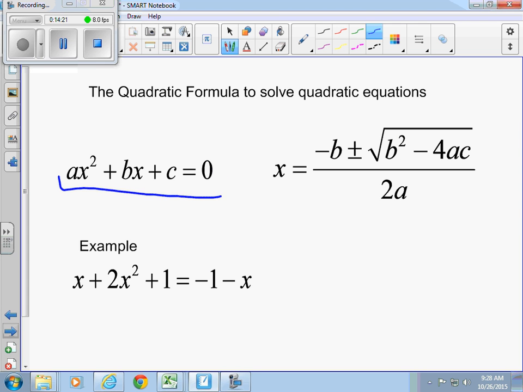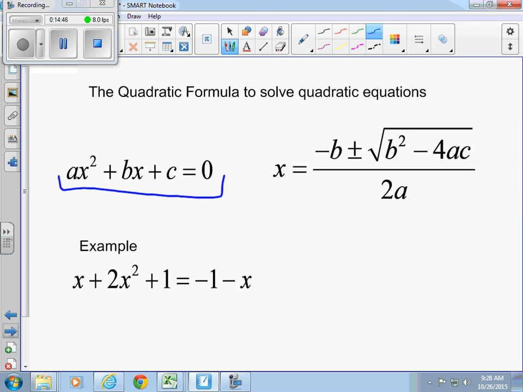If you have a quadratic equation in this format, which is kind of nice, you'll notice it's the same format as if you were going to try to factor it, right? We have to have 0 on one side no matter what. If you have a quadratic in that format, ax squared plus bx plus c equals 0, then we can use the quadratic formula and it will give us the answers.